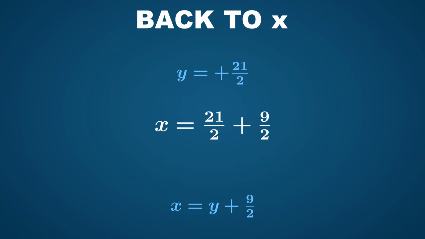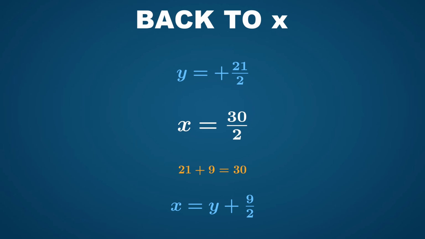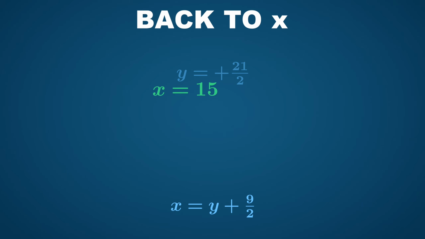We calculate our first x by adding 21 halves and positive 9 halves. The denominators are already the same, so we just add the top numbers. 21 plus 9 equals 30 for the new numerator. We divide 30 by 2 to get a final simplified answer of 15. So our first possible solution for x is 15.